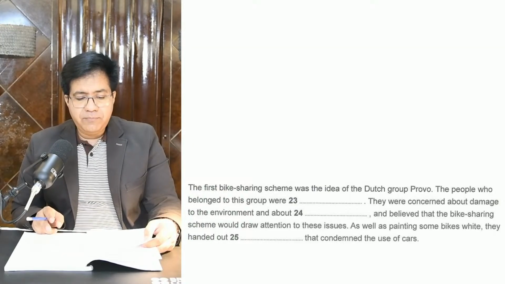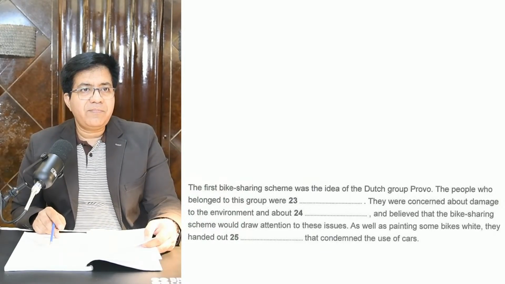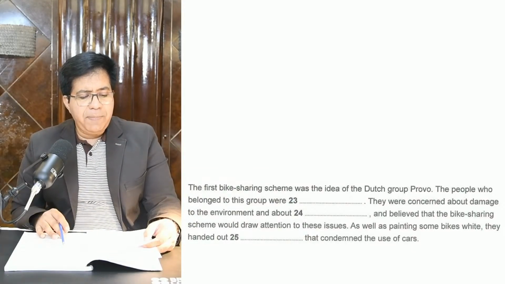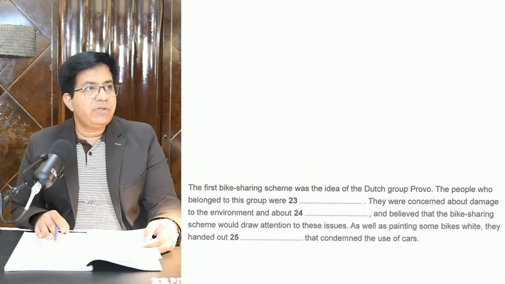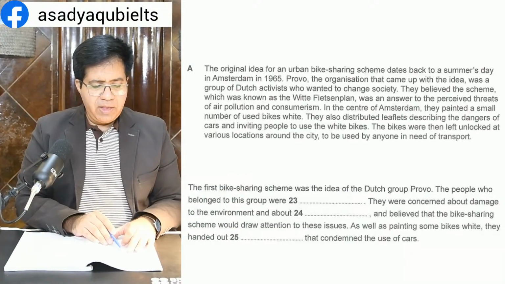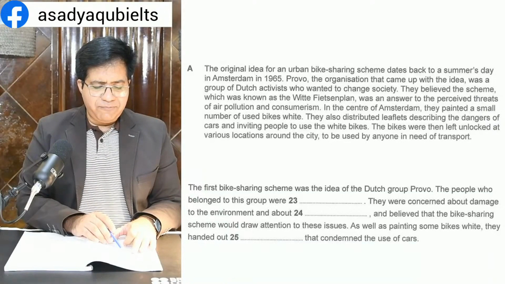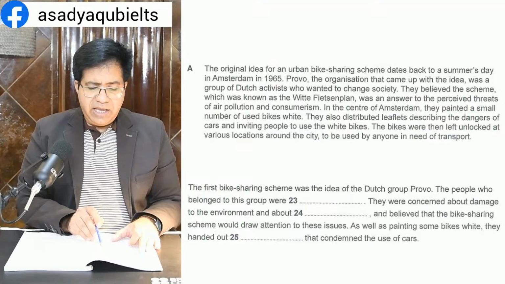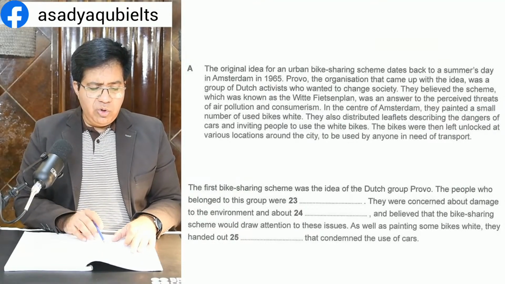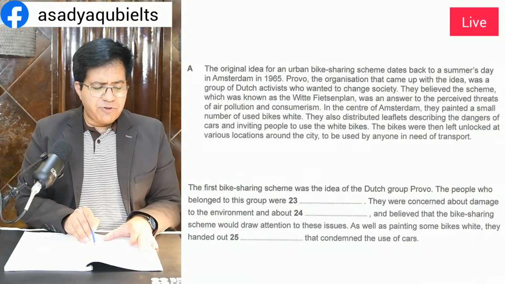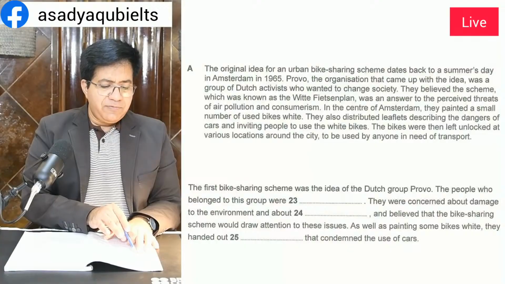Question number 24. They were. What do they mean by they? Those activists and these Dutch group people. They were concerned about the damage to the environment and about blank. Two things. One is damage to environment. Second thing we will find in the same paragraph. I'm reading after activist, paragraph A, third line after full stop. They believed the scheme, which was known as the Witte-Fitsen plan, was an answer to the perceived threats of air pollution. What is that? Environment.